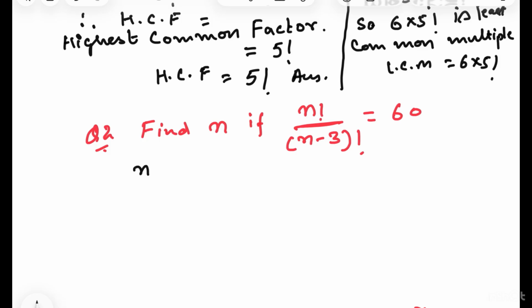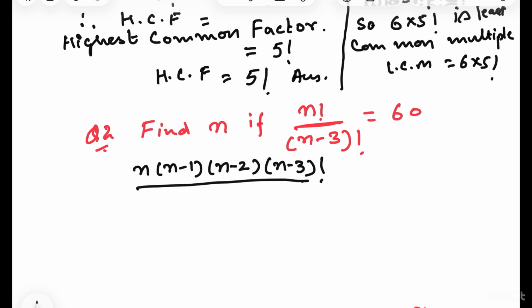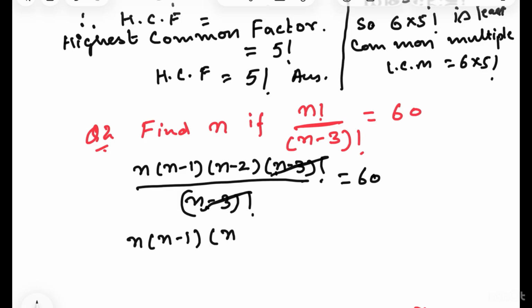N into n minus 1 into n minus 2 into n minus 3 factorial. देखिए ये यहाँ तक मैंने क्यों रोका? क्योंकि मुझे डिनोमिनेटर में n minus 3 factorial दिख रहा है. सो upon n minus 3 factorial is equal to 60. अब फिर ये फैक्टर कैंसिल हो जाएगा. सो वी आर हैविंग n into n minus 1 into n minus 2 is equal to 60.